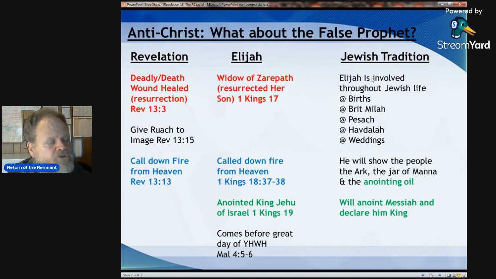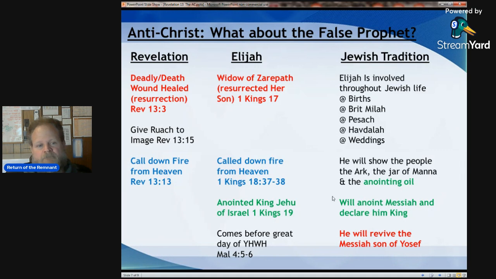Also, according to Jewish tradition, Elijah is going to show the people where the ark, the jar of manna, and the anointing oil are located. Interestingly, in Judaism, Elijah is the one they talk about who is going to anoint Messiah and declare him king. Isn't that interesting? And lastly, this is what I find very, very interesting.